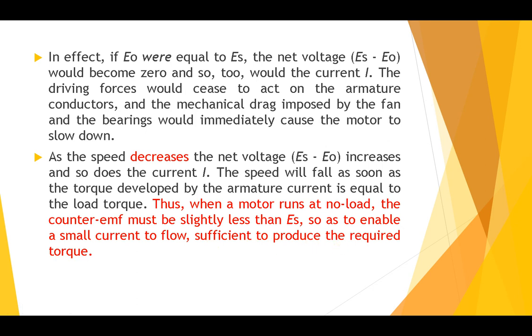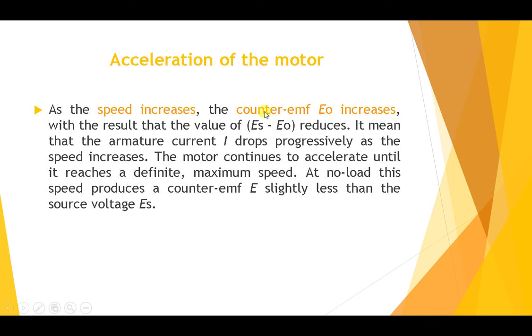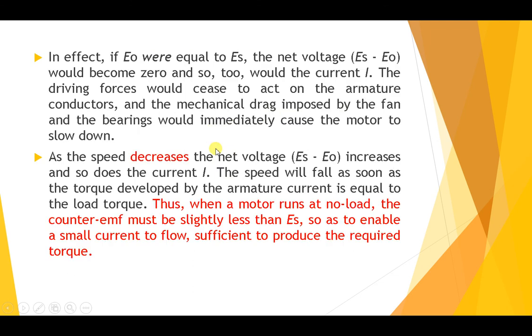So, two main scenarios. The one is the case when the speed increases, the counter EMF E also starts to increase, and this resultant voltage in the armature reduces, as well as the current. In the second case, when the speed decreases, the net voltage increases, and so does the current, and the speed will fall.